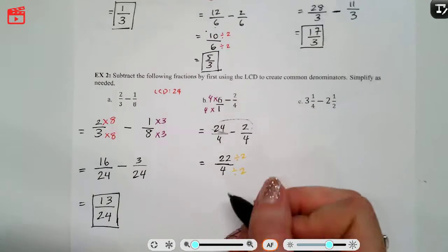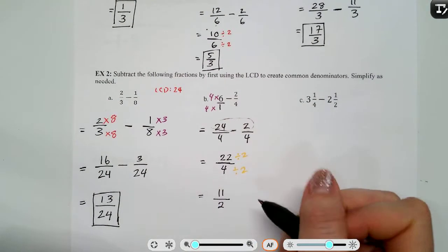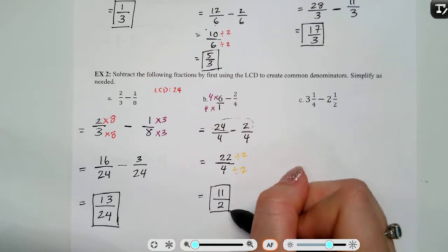All right, divisible by 2, so that's going to be 11 over 2. And 11 is prime. We're done.